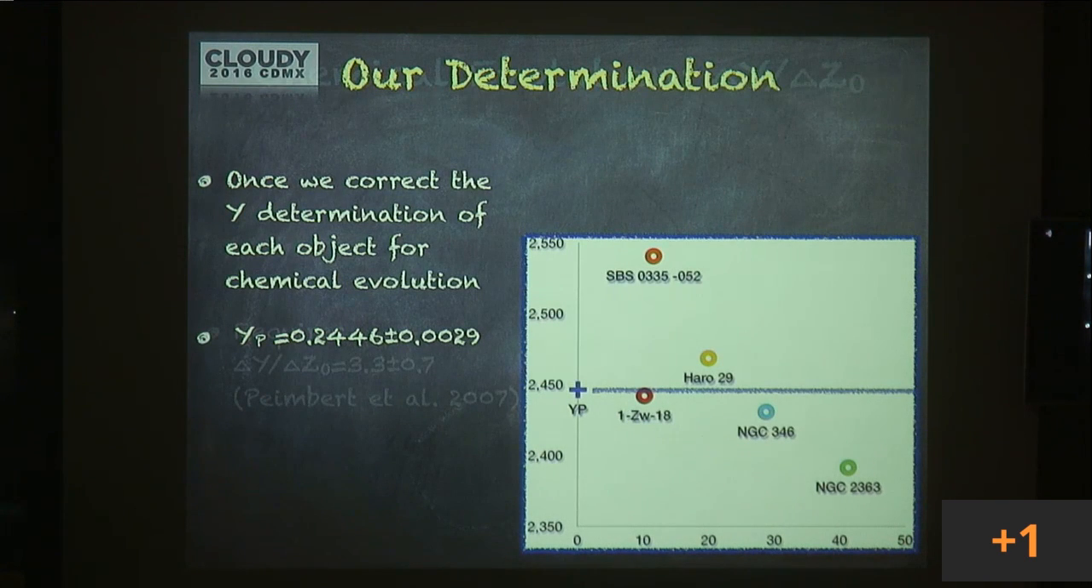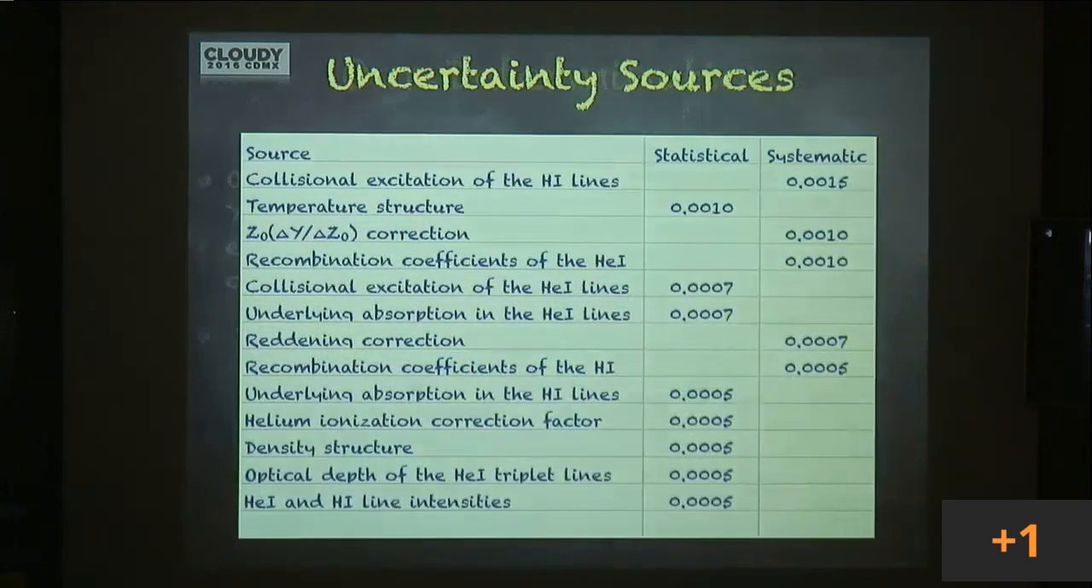Once we correct our determinations for this and for chemical evolution, we find our YP to be 0.2446 plus minus 0.0029. And that plus minus 29 in units of 1/10,000 is very important, because if it was plus minus 100, it's not interesting at all. If it's plus minus 5, it becomes very restrictive. Plus minus 29 is intermediate, and we'd like to make it smaller.